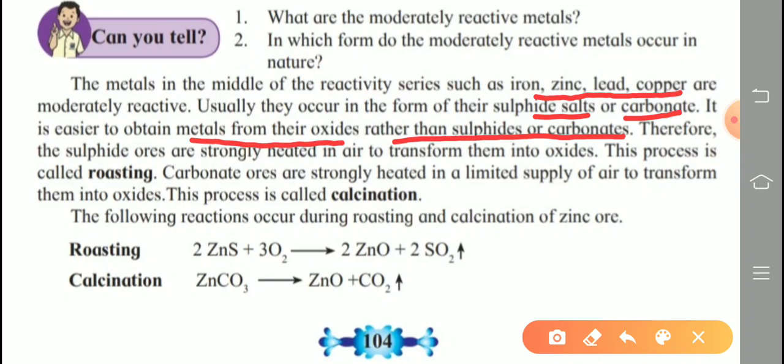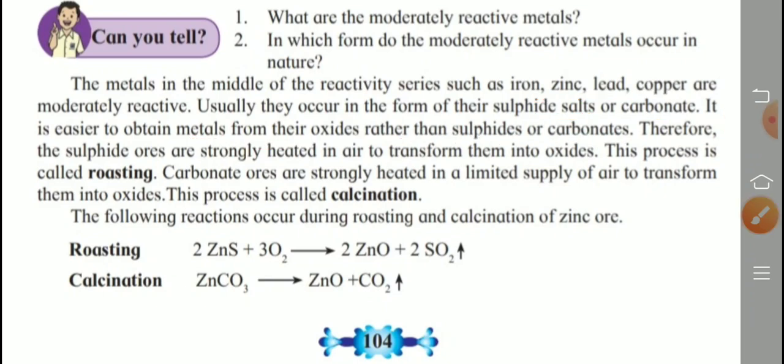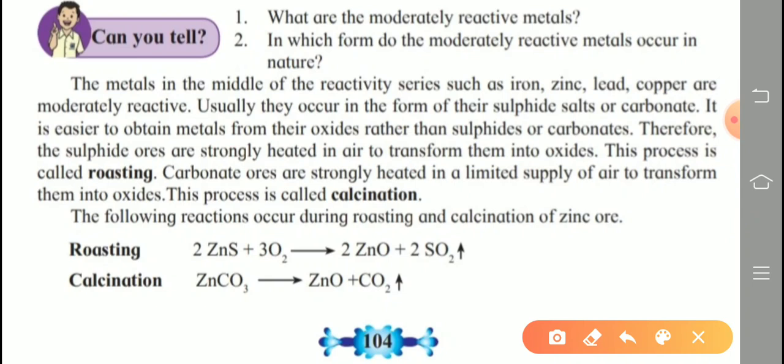For that purpose, two processes are given here. So what is the first process? You mark that. First, your question is asked. Define roasting and explain one example, that is a reaction that is shown here. Second one, what is calcination? Define calcination and one reaction is shown here. Now see that.